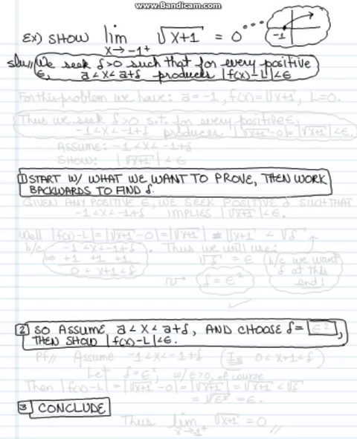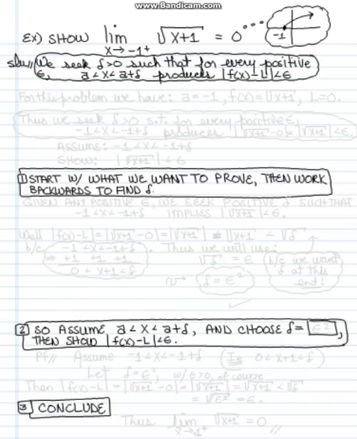Hi, let's show that the limit as x approaches negative 1 from the positive side. This is a right-hand limit of the function square root of x plus 1 is equal to 0. You can see from the sketch what's going to happen as we approach x equals negative 1 from the right. The y values are getting closer and closer to 0.